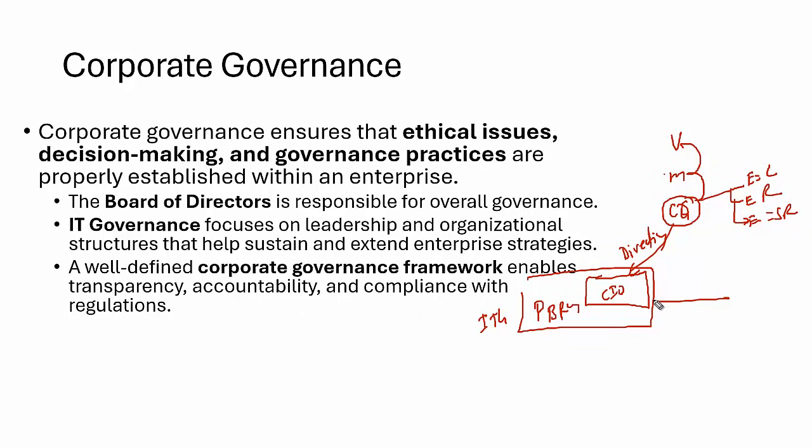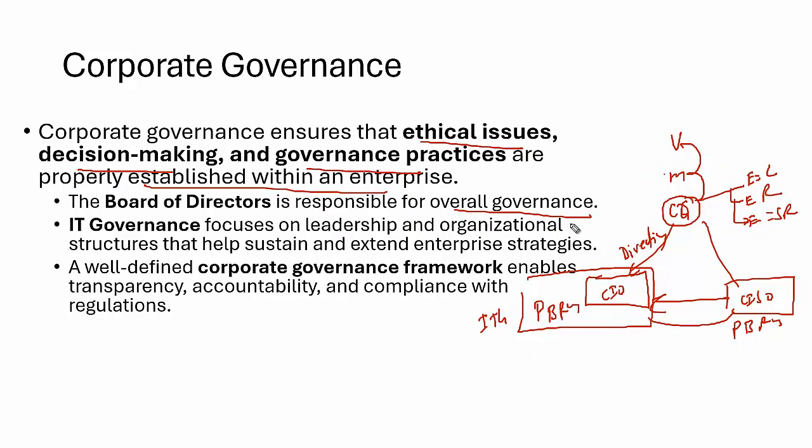And then we have a CISO. He creates his plan, build, run, and monitor, supporting IT and corporate governance. So corporate governance ensures the ethical issues, decision making, and governance practices are properly established within the enterprise. The board is the one responsible for overall governance. So if any exam question asks who is ultimately answerable for governance, the answer is the board. The board is a part of corporate governance.